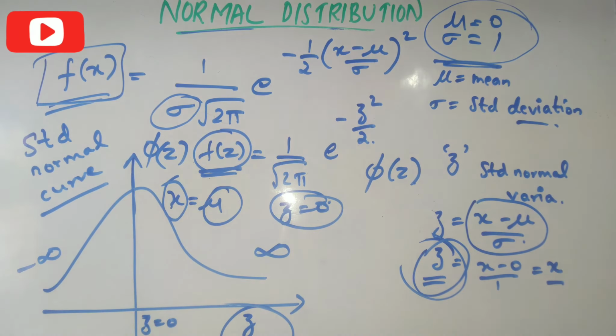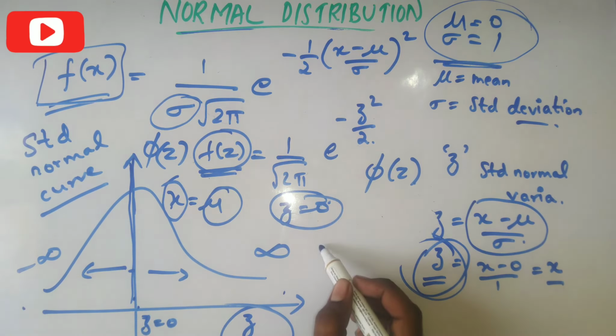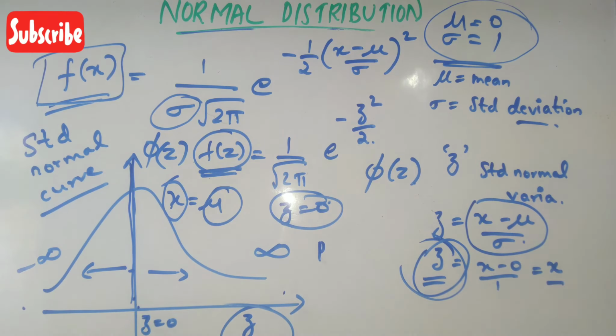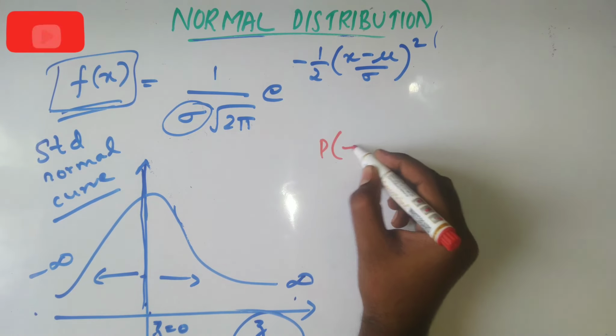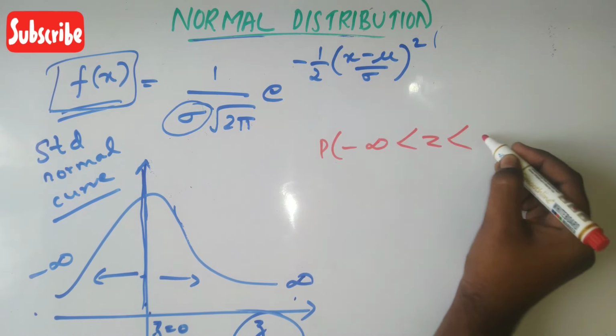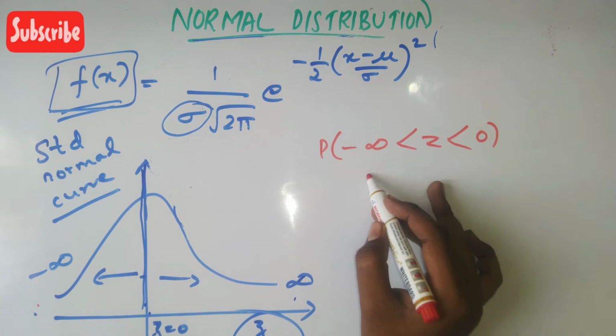Okay, now if I see this graph, one more thing you need to remember is that the curve is symmetric about the y-axis. Symmetric means the left portion and the right portion will be the same. That means from 0 to infinity and minus infinity to 0, the area will be the same. So I'll just write it over here. I can say that when z varies from minus infinity to 0, that means from here to here, the probability becomes what?